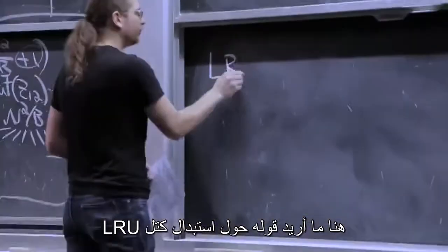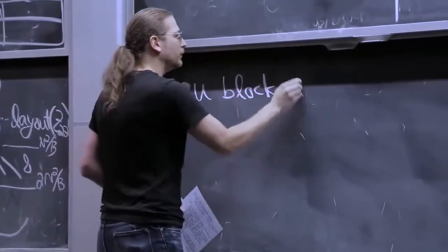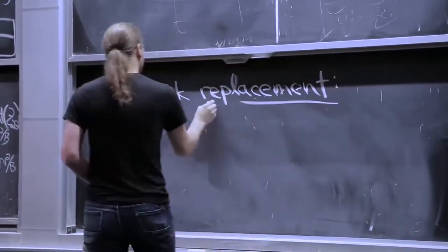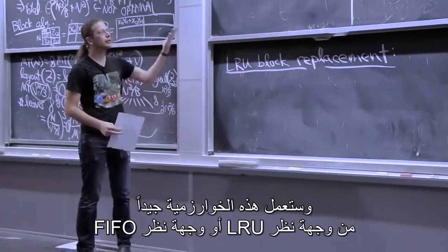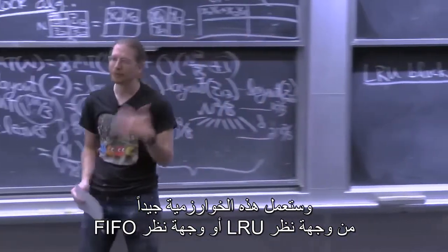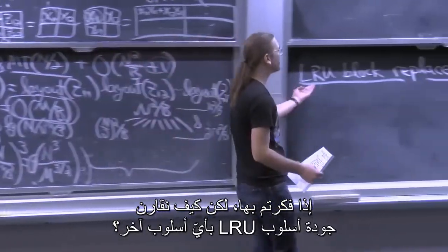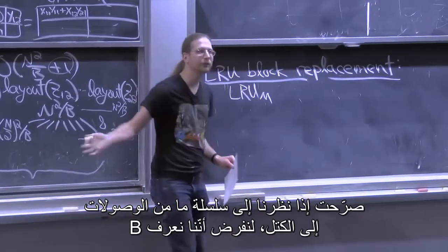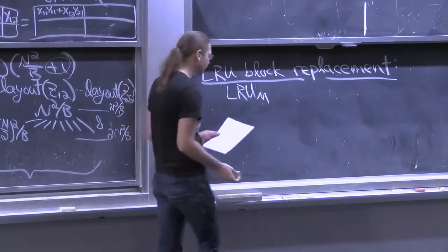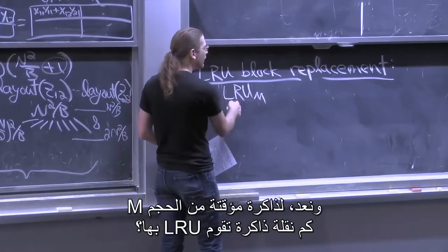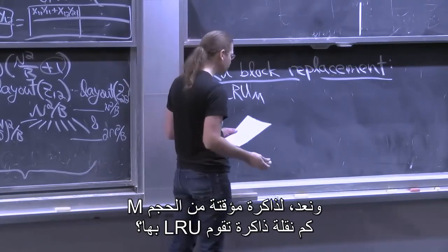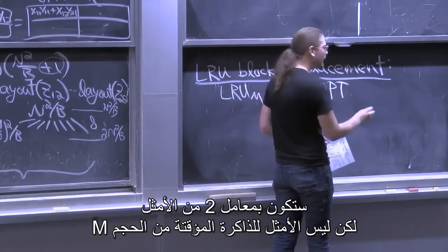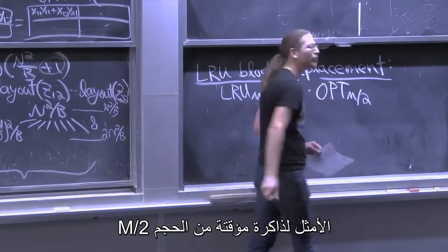Here's what I want to say about LRU block replacement. In the beginning, we said the model is LRU, or it could have been FIFO. Remember that? This algorithm will work just fine from an LRU perspective or a FIFO perspective if you think about it. But how do we know that LRU is as good as anything? I claim if you look at some sequence of block accesses, so suppose you know what B is, and you count for a cache of size M how many memory transfers LRU does, it's going to be within a factor of 2 of the optimal, but not the optimal for a cache of size M, the optimal for a cache of size M over 2.